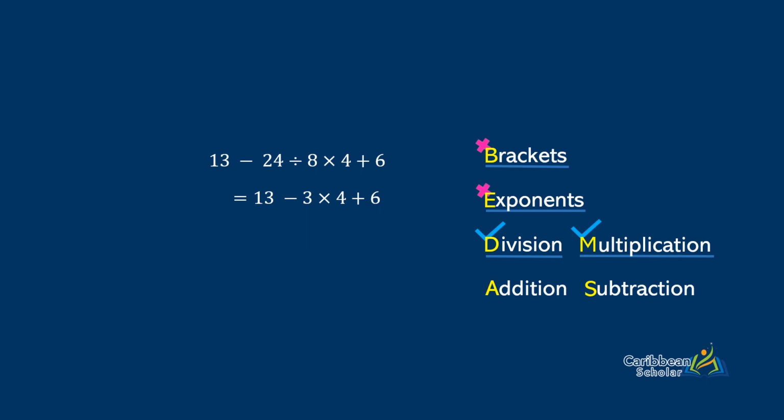Now we move on to the minus 3 times 4. That gives us minus 12. So we write back our 13 again, then negative 12, and finally plus 6. Solving from left to right, we get 13 minus 12 is 1, and 1 plus 6 is 7.